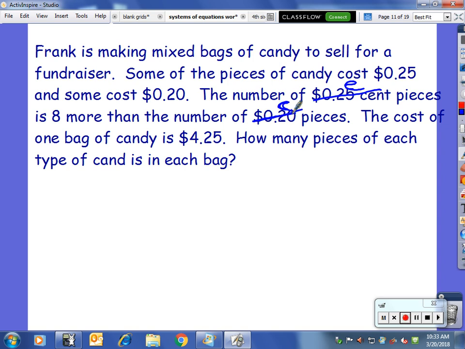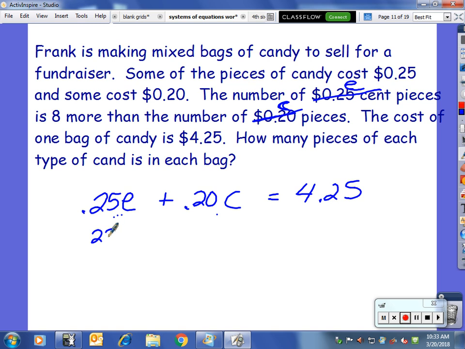So then it's 25E plus 20C, or 0.25 plus 0.20 equals 4.25. That's the money equation, because you've got a bag of candy that costs 4.25, and some of it's made up of the cheaper ones, and some of it's made up of the more expensive ones. So there's my money equation. And if I want to make them whole numbers, no big deal. 25E plus 20C equals 425.